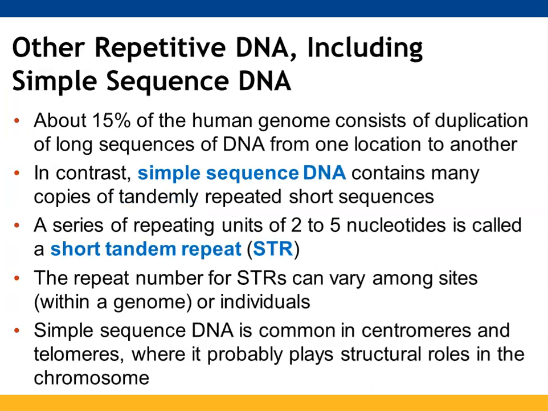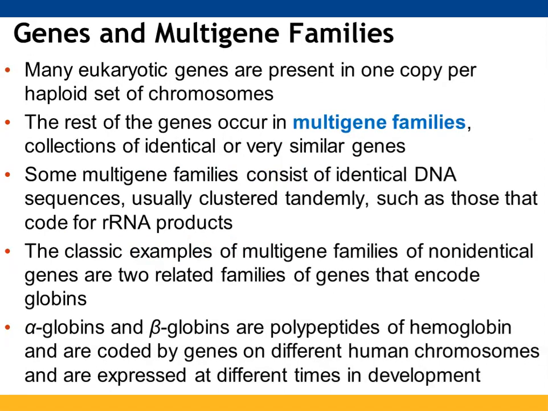Some other repetitive DNA we run into: 15% of the human genome are duplications of DNA sequences from one location to another. Simple sequence DNA are copies of tandemly repeated short sequences. When we have repeating units of 2 to 5 nucleotides, they're known as short tandem repeats, STRs. They can vary within a genome or between individuals. They're very common in your centromeres and your telomeres. Perhaps they play structural roles within the chromosome.